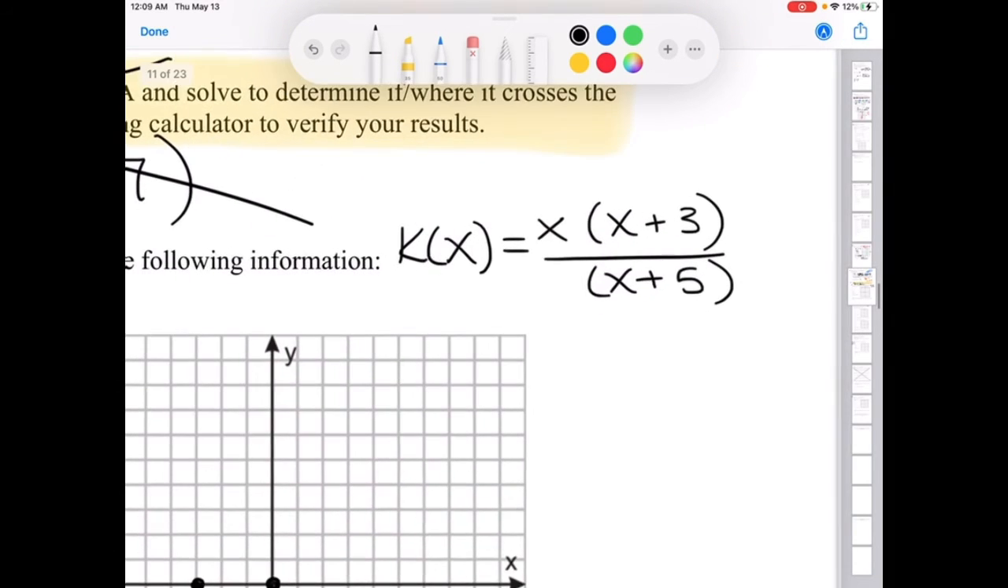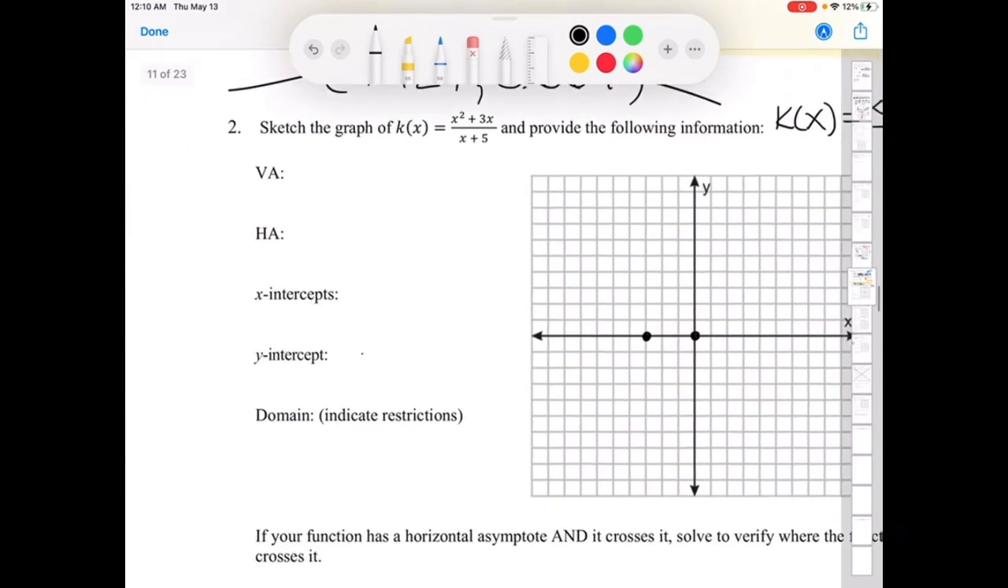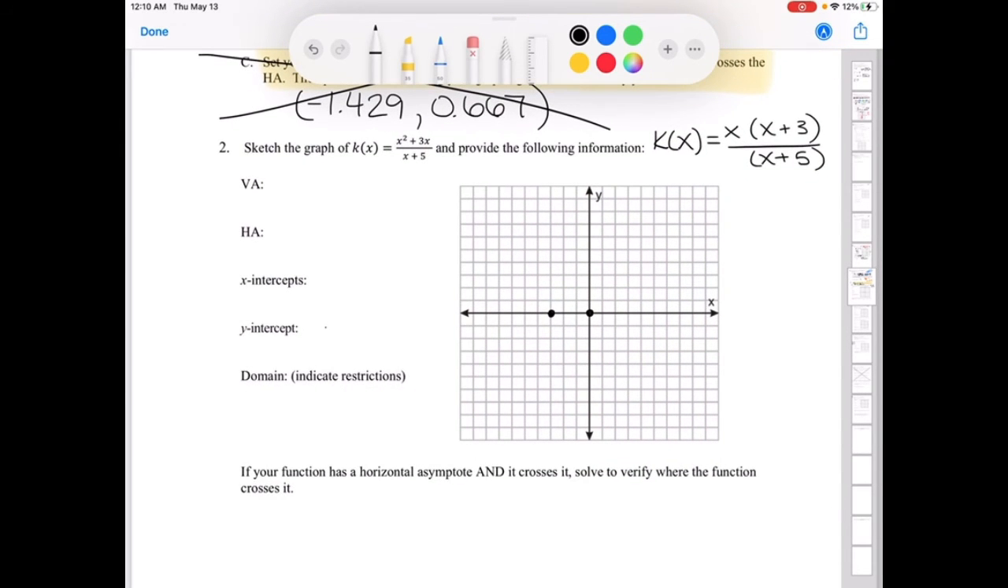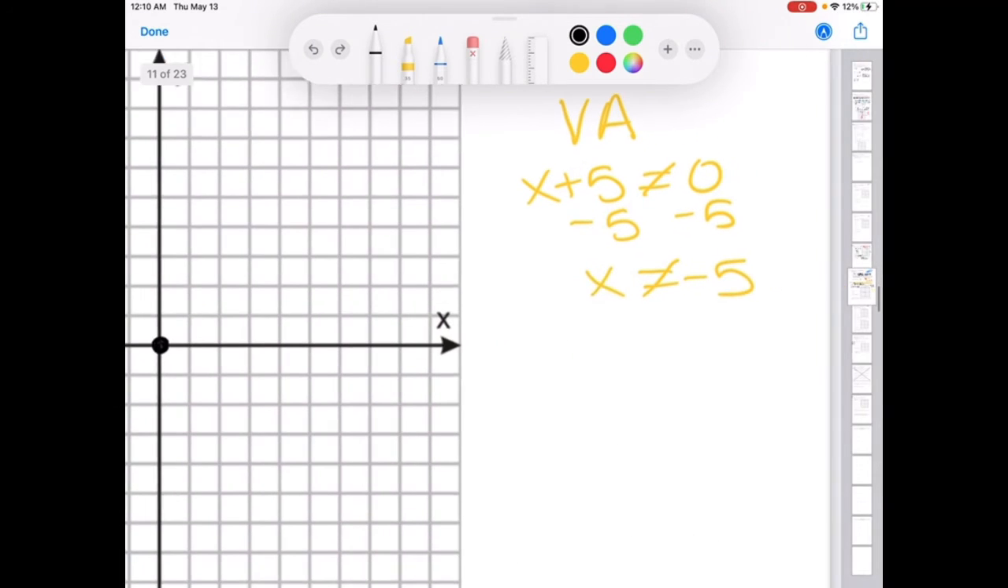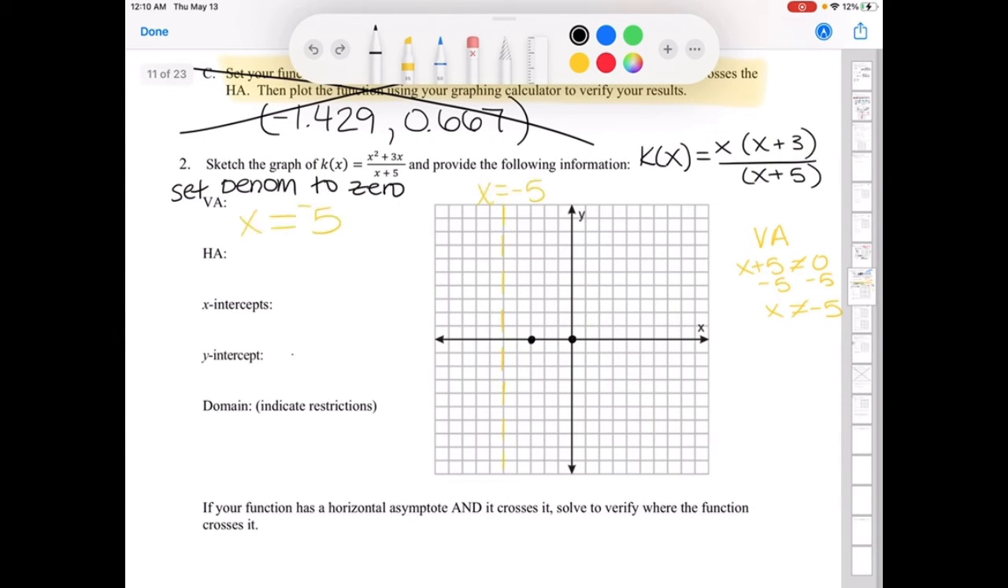So here, if you did want to factor the numerator, which is not necessary for this, but if you did, you could have had x times x plus 3, and it would have been an equivalent function. So the first thing I want to do is find my restriction on my x. Setting my denominator to 0, what is that restriction? Well, x plus 5 can't equal 0, so that means x can't equal -5. So that's going to be my vertical asymptote.